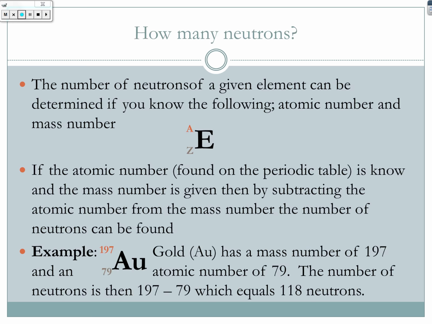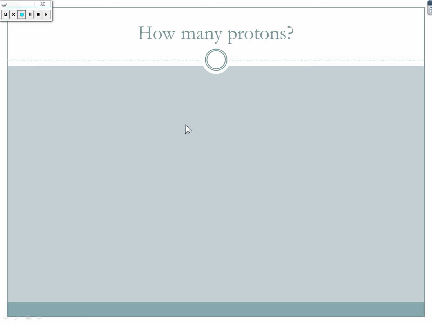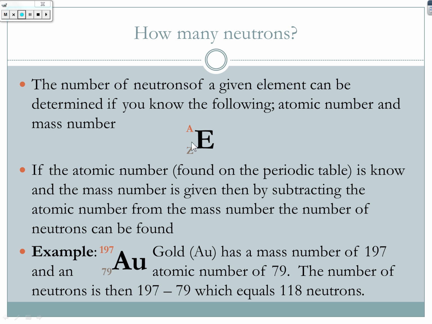So the question is, how many neutrons do you have? The number of neutrons of a given element can be determined if you know the atomic number and the mass number. And that's where that A and Z came into effect. A is the mass number, the number of protons and neutrons, and Z is your atomic number, the number of protons. E here is standing in for whatever element you're talking about.